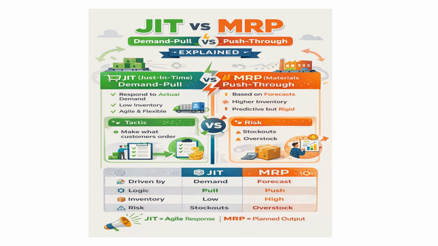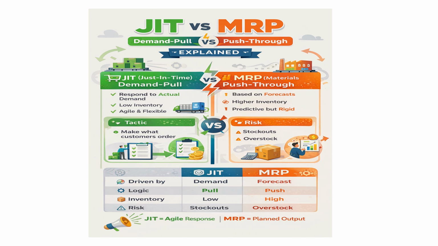Today, I want to explain one of the most confusing but important topics in supply chain management, JIT versus MRP. One is called demand pull, the other is push through. If you understand this one slide, you understand 80% of inventory strategy. Let's start from the big picture.